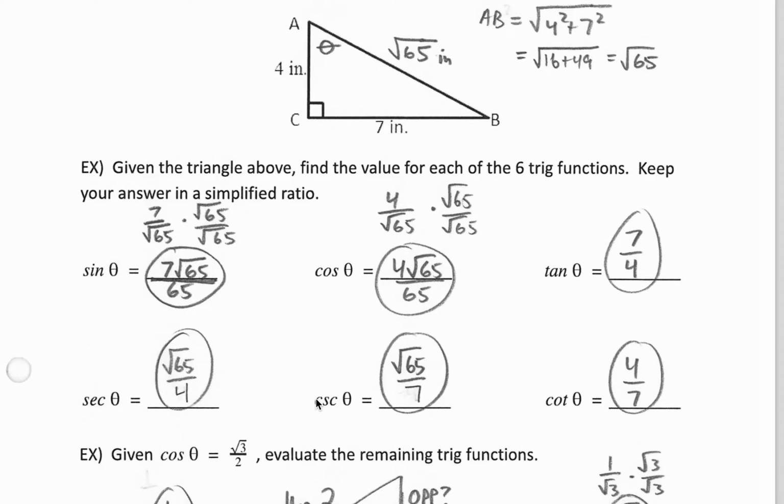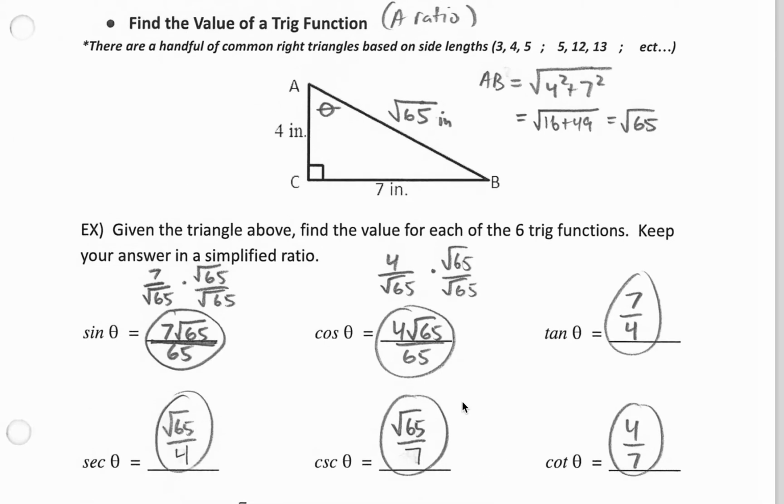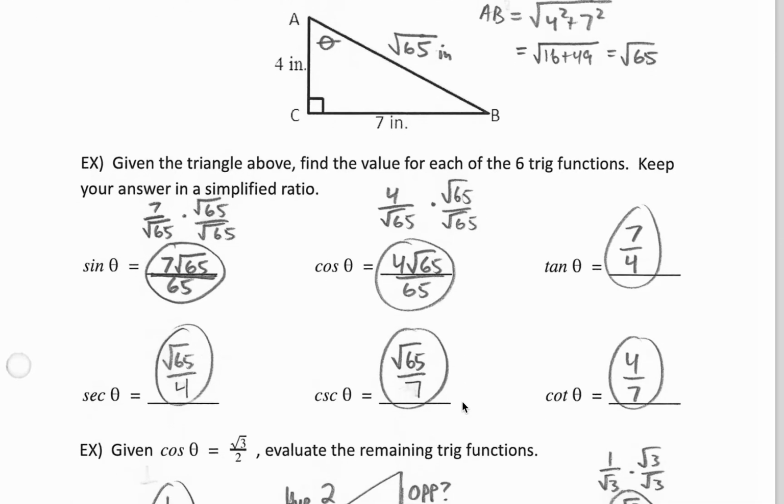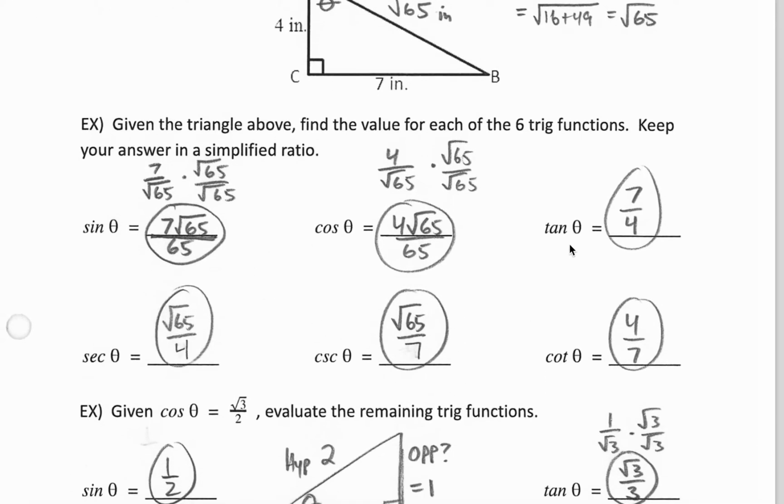Cosecant is the reciprocal of sine. So going back to the original ratio we had for sine and flipping it, we get the square root of 65 over 7. For cotangent, we're going to flip tangent. So flipping 7 over 4 becomes 4 over 7. So there's one way that we can find values of a trig function given a right triangle with some lengths on it. Let's take away the right triangle this time, and let's just start with one of these ratios.